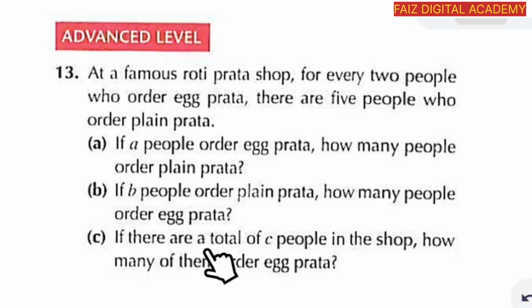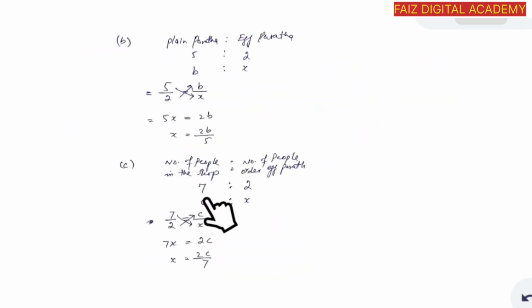In part c, if there are total c people in the shop, how many of them order the egg paratha? First we know that in the question, two people are ordering the egg paratha and five people the plain paratha, which means that if there are total seven people in the shop, two of them are buying the egg paratha. So in this question, we have to find the ratio of the number of people in the shop to the number of people ordering the egg paratha.